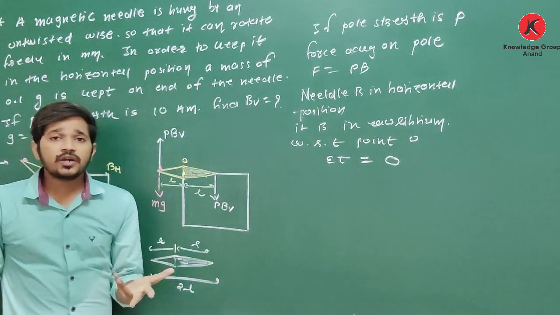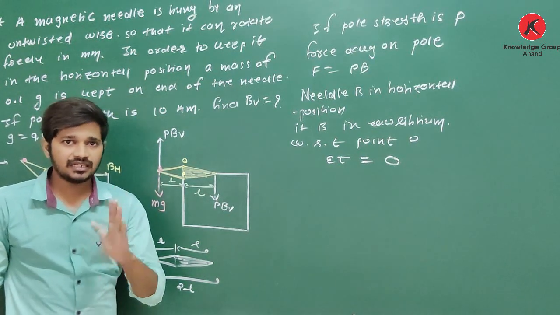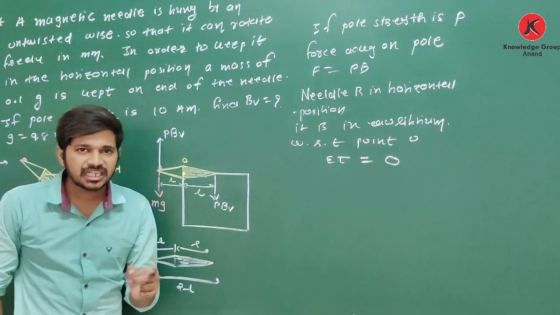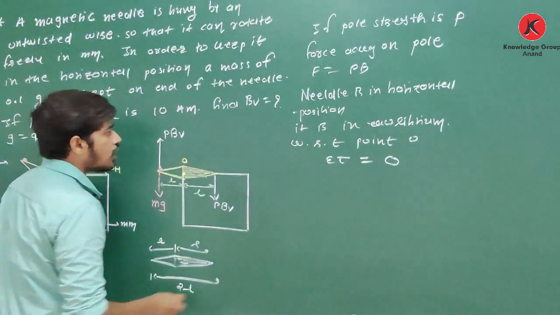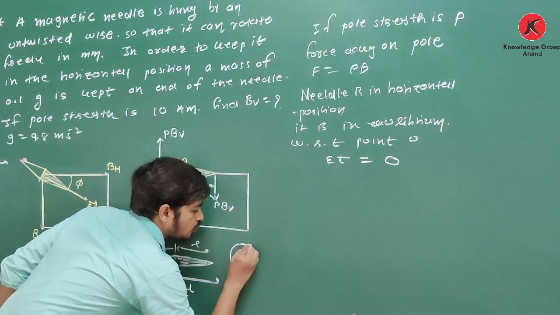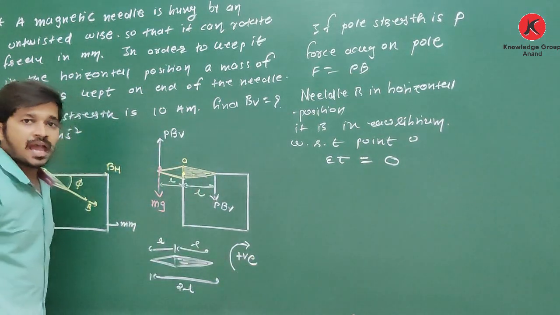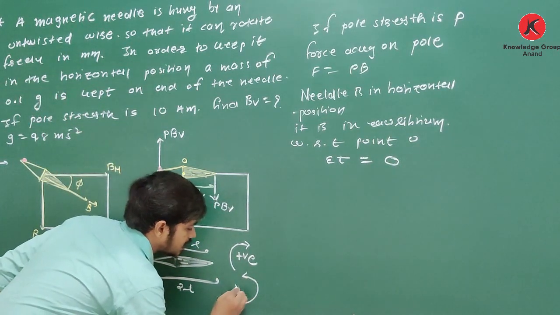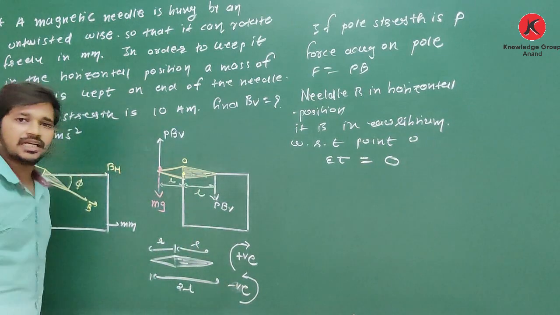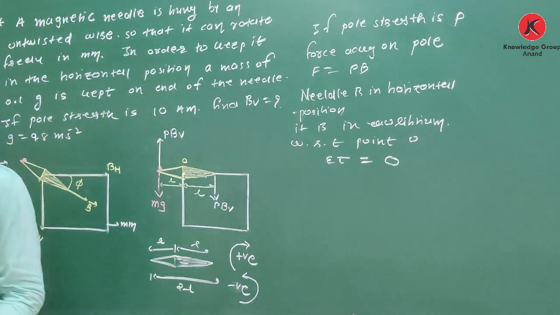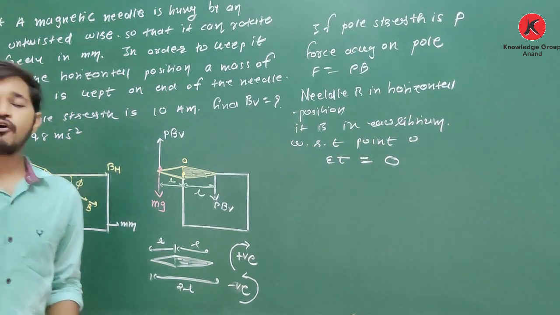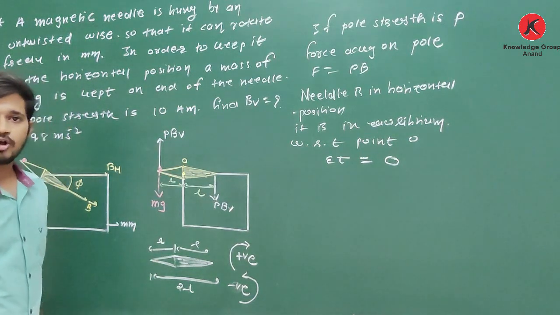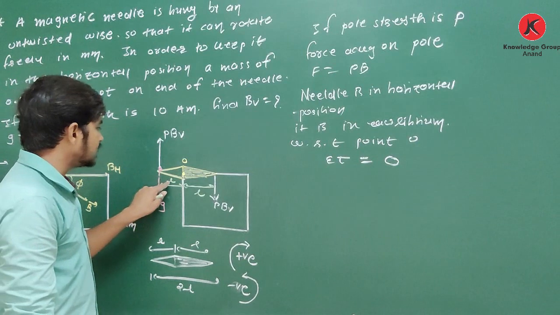What is the direction of torque? See here carefully. Torque due to which the object performs rotational motion in the clockwise direction, I have to consider positive. And torque due to which the object performs rotational motion in the anti-clockwise direction, I will consider negative. Now, how to find torque? Torque is equal to force into distance. First, we take this force, PBv. The distance from the center O is L, so it is PBv into L.